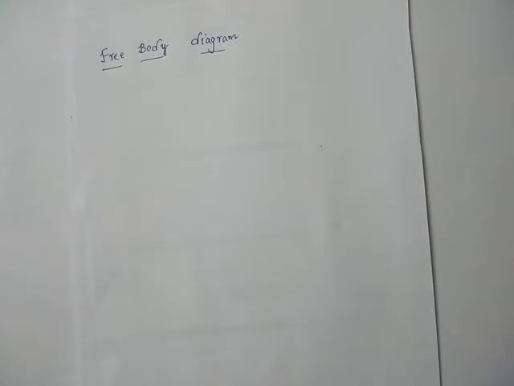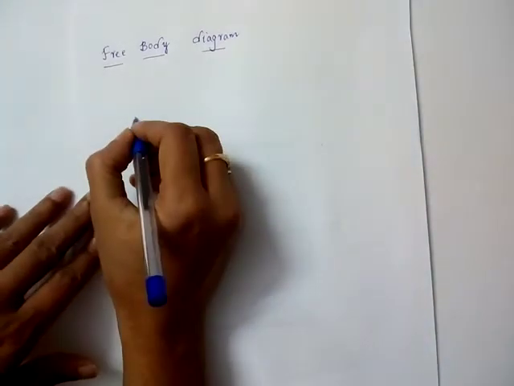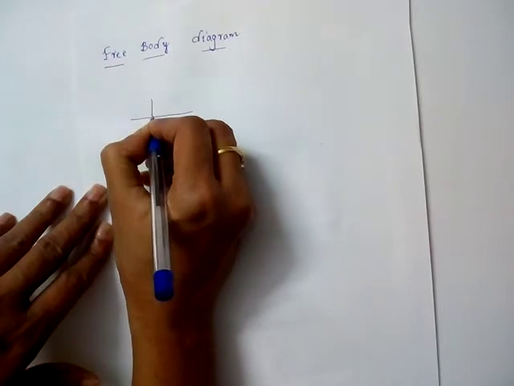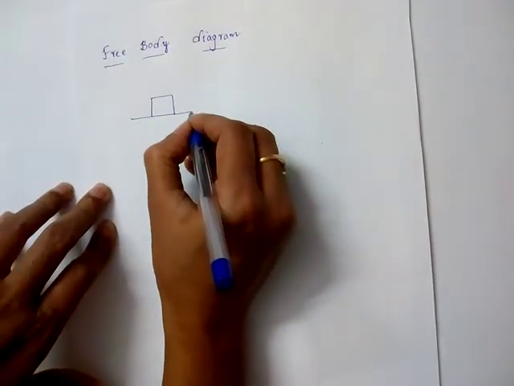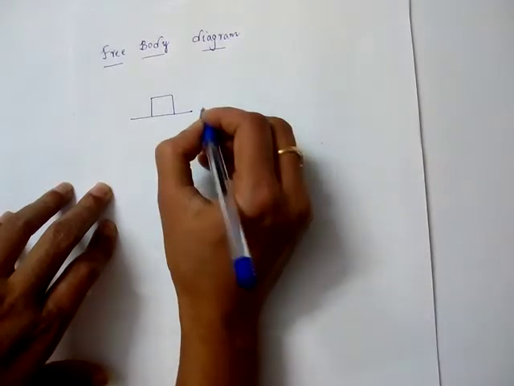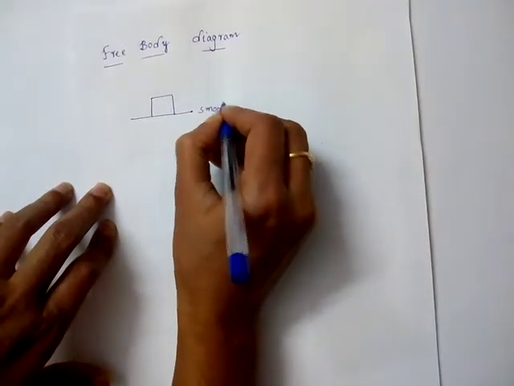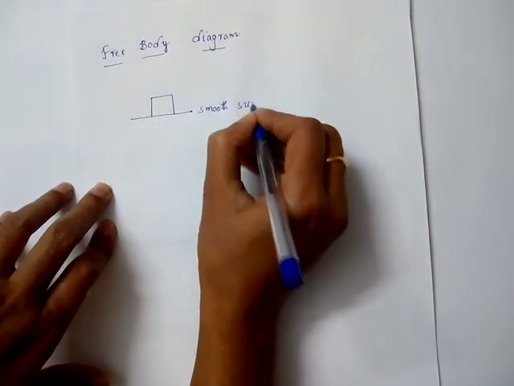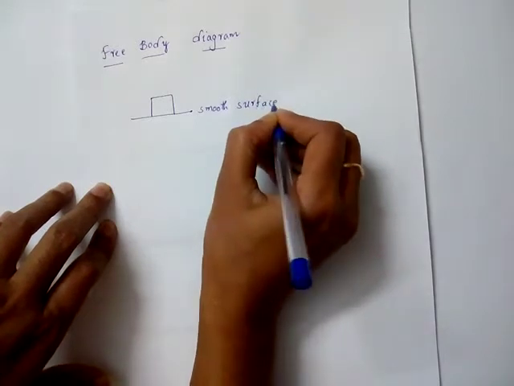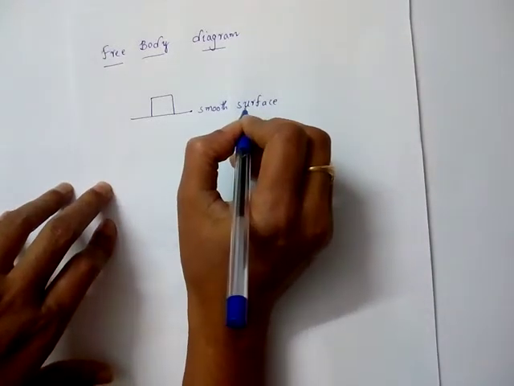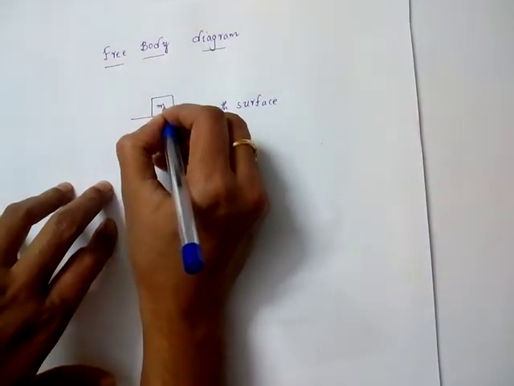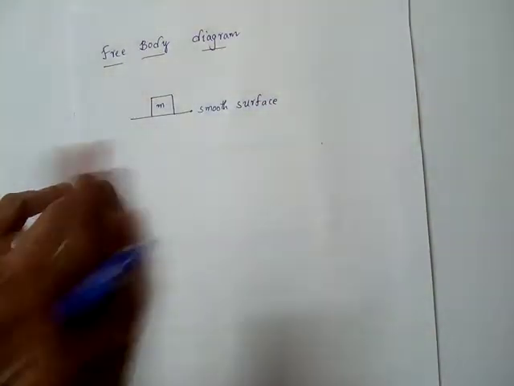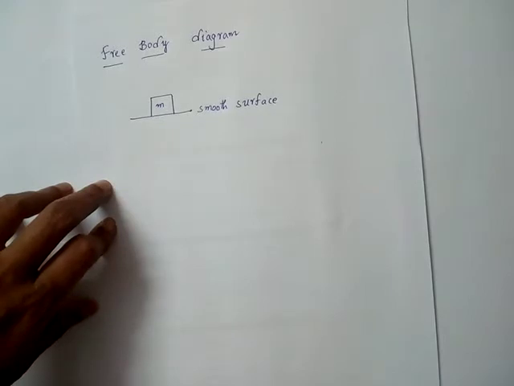So first we'll just see a simple diagram of a block placed on the surface. For example I am taking, the surface is smooth surface. Okay, so smooth surface means friction is equal to 0. You are not supposed to consider friction. There is a block of mass m. It is just placed on a surface.